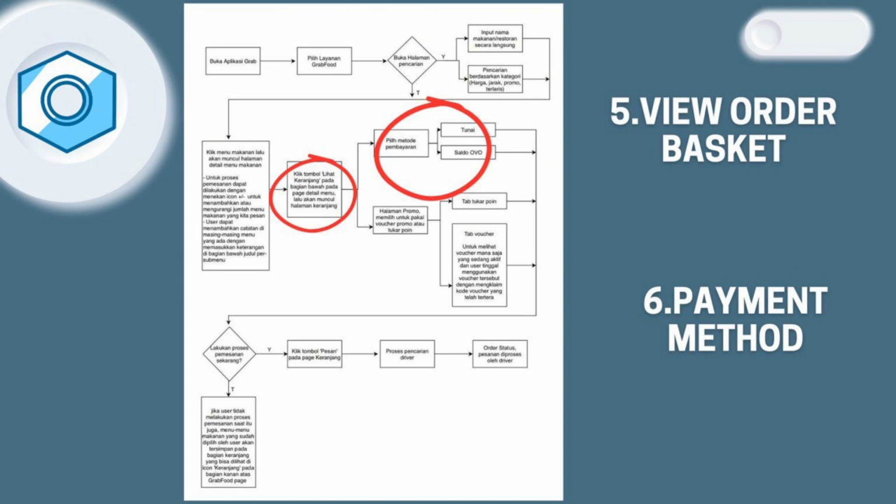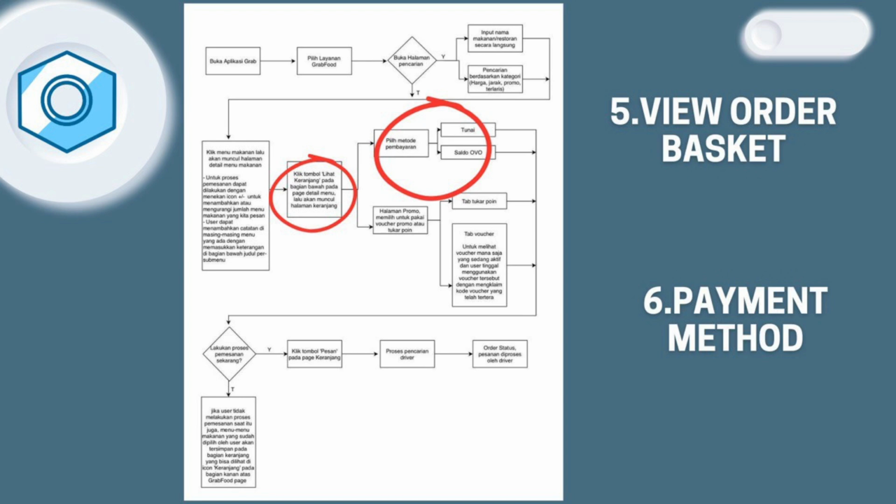Next, after reviewing the order, the user proceeds to choose a payment method. They can either pay with cash by handing the money directly to the driver, or use online payment options such as e-wallet or online banking. There is also a promotion tab where users can select a voucher or redeem points before finalizing their purchase.